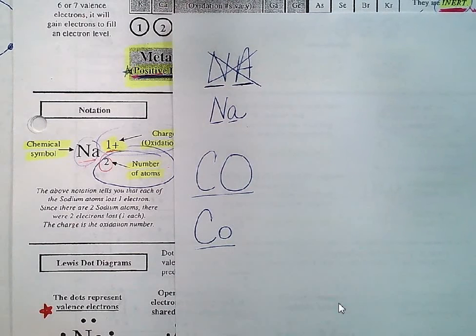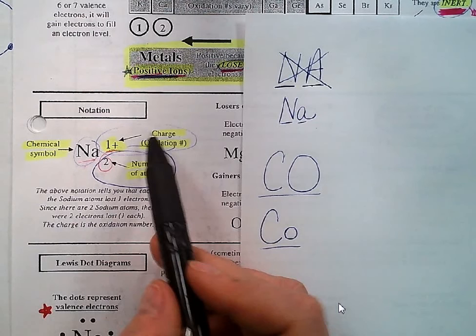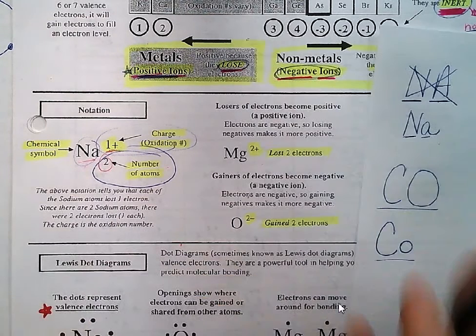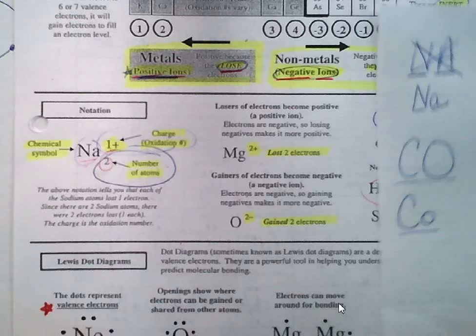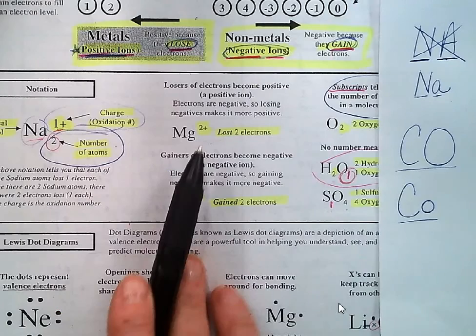We also talked about the oxidation number is always written like an exponent, and the number of atoms is always written as the subscript. So the subscript is down here. Then it shows you here how you write them and why it is what it is.